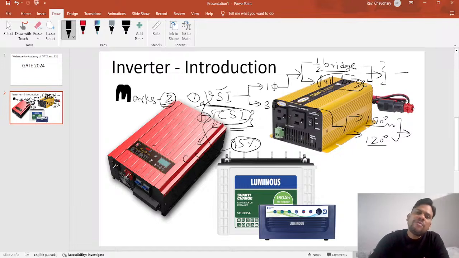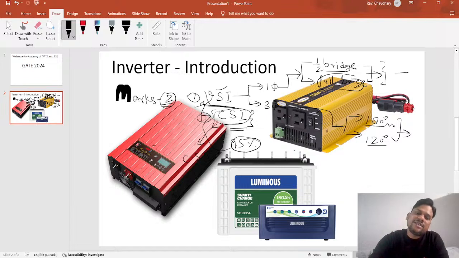Okay, so if they are going to ask only a single question of 2 marks from the inverter, then what will be the chances? They will ask the question from the half bridge or full bridge or 180-degree or 120-degree mode. My dear friend, here we really cannot say there is any surety. They may ask a question from the single phase or three phase inverter, or they may not ask. Then what will be the second step? From where can they ask the question?